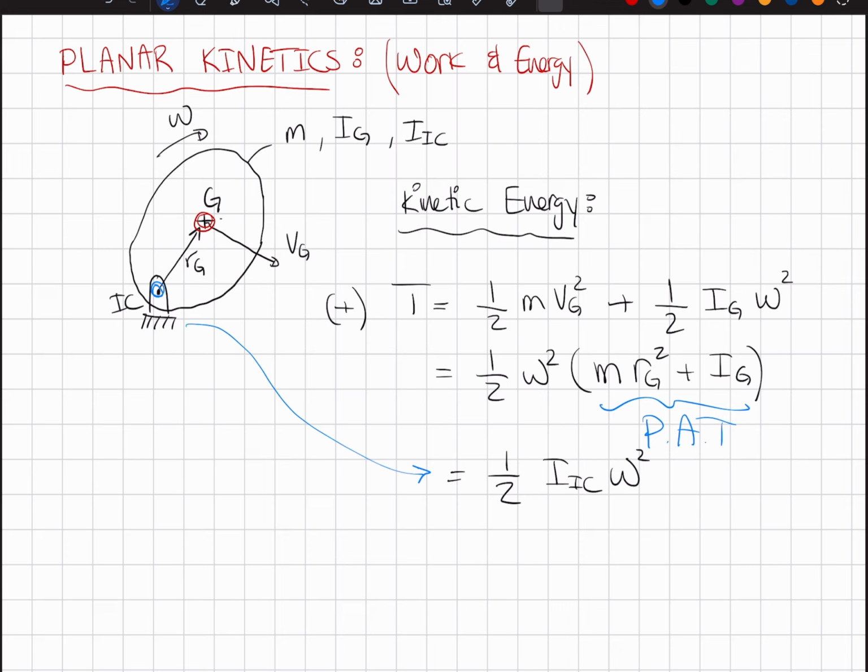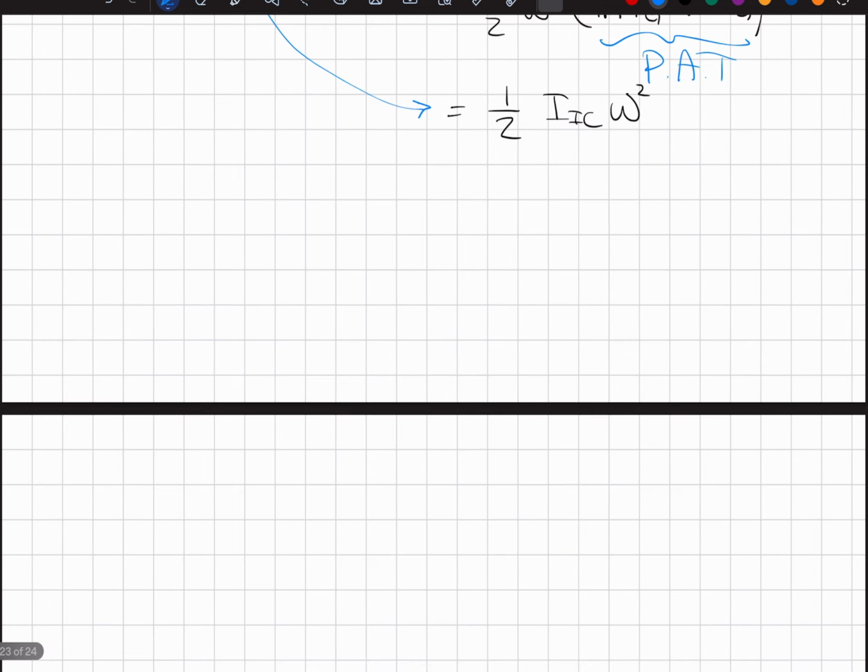Okay, now we're going to look at another new work and energy formulation that we need to be aware of, and this has to do with potential energy. Potential energy obviously has a gravitational component. We're going to ignore that for now. It also has a spring component that we want to talk about right now.